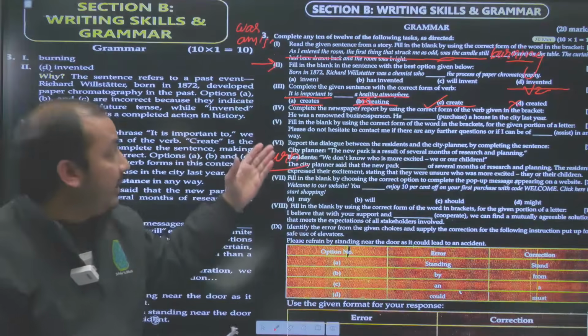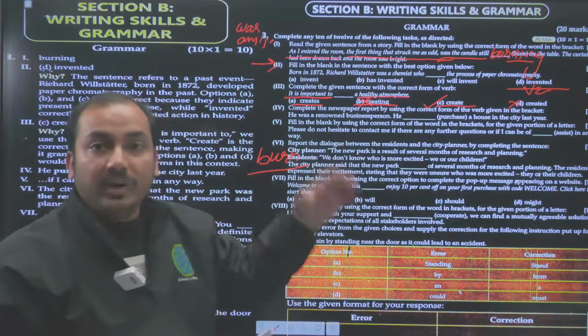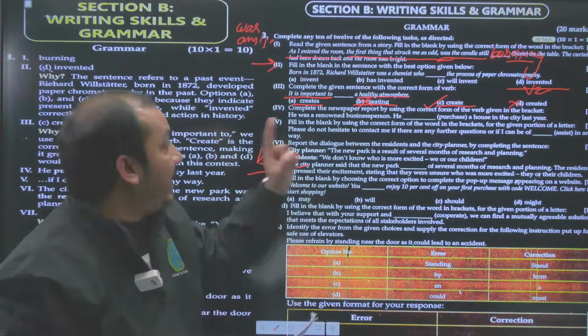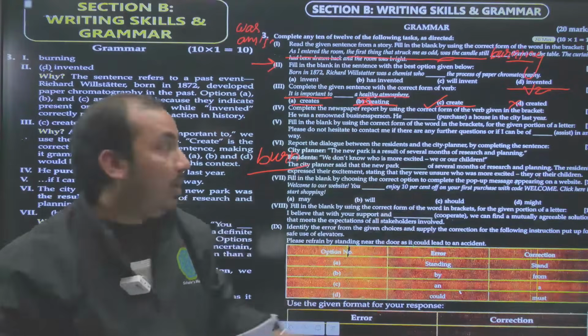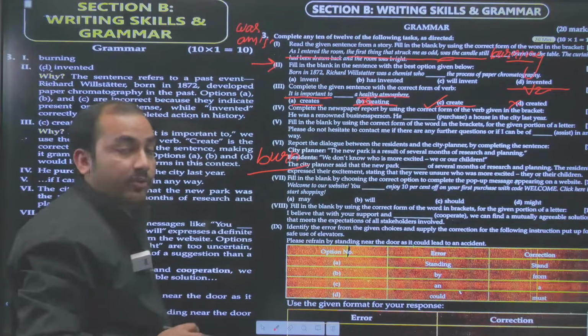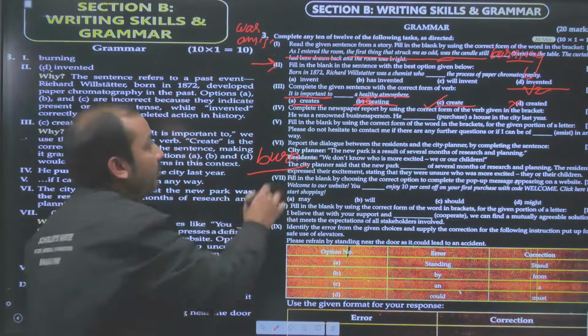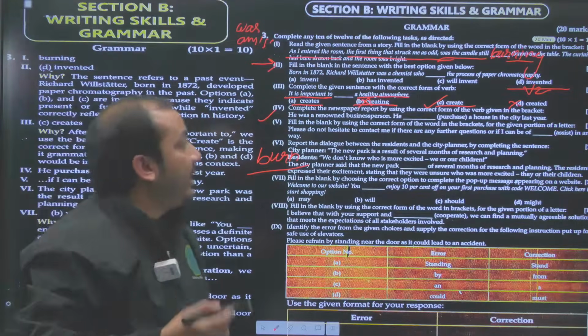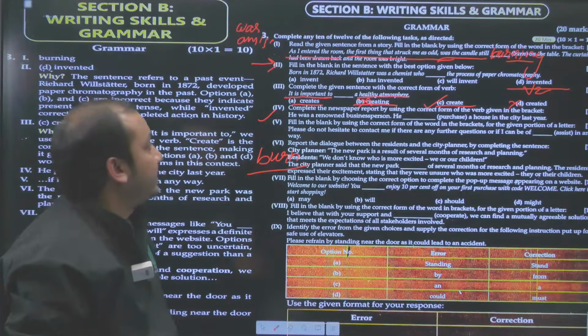Whenever we have to write a verb after the word "to," there must be the first form of the verb. So here, "it is important to create a healthy atmosphere" will be the right answer. Now move to the next question. Complete the newspaper report by using the correct form of the verb given in the brackets.